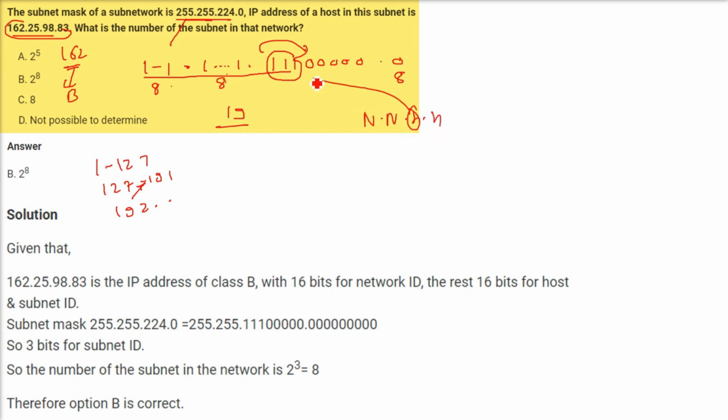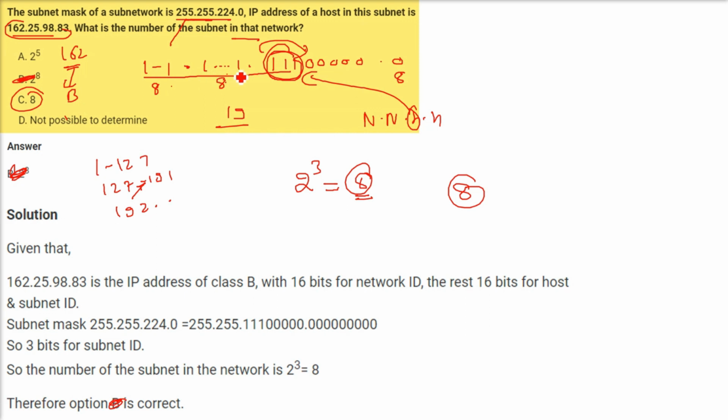So you are actually taking 3 bits of host, and these 3 bits will be employed for what? For making subnets or networks. So 2 to the power 3, which is 8. These are the number of subnets in the network. 2 to the power 3, because this is coming from the host bits. So this 8 is the answer, not 2 to the power 8, not option B. So let me just correct this. This is not B, it is 8. So I have corrected it. Answer is 8, the number of subnets in the network, because the question is asking about subnets.